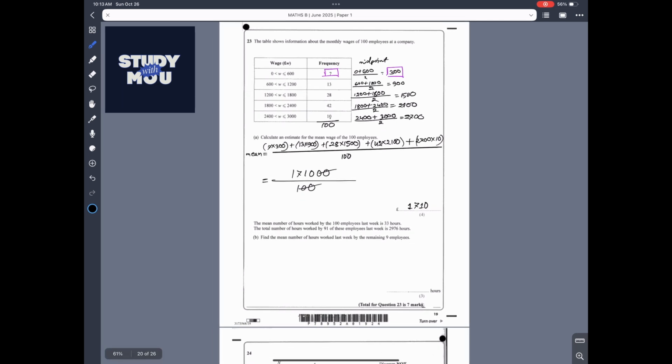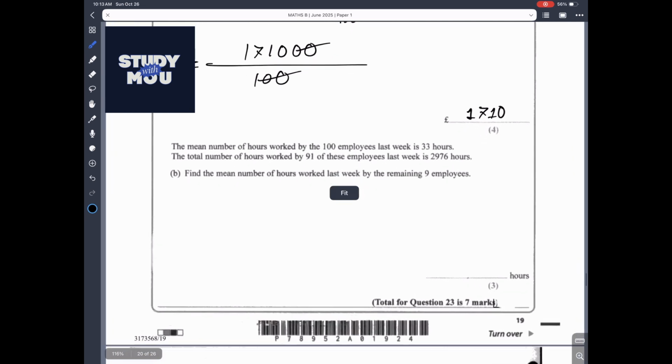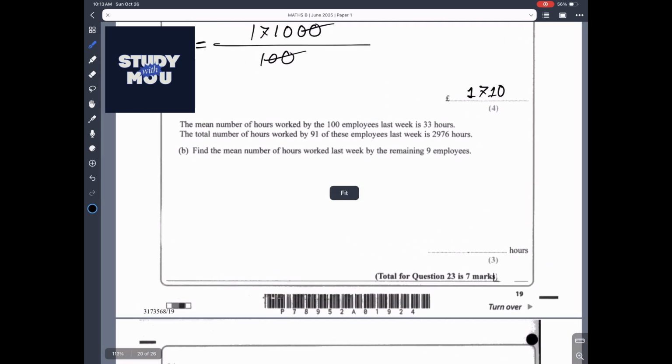The mean number of hours worked by the 100 employees last week is 33 hours. The total number of hours worked by 91 of these employees last week is 2,976 hours. Find the mean number of hours worked last week by the remaining 9 employees. This needs a bit of space. I don't know why they didn't give any space.